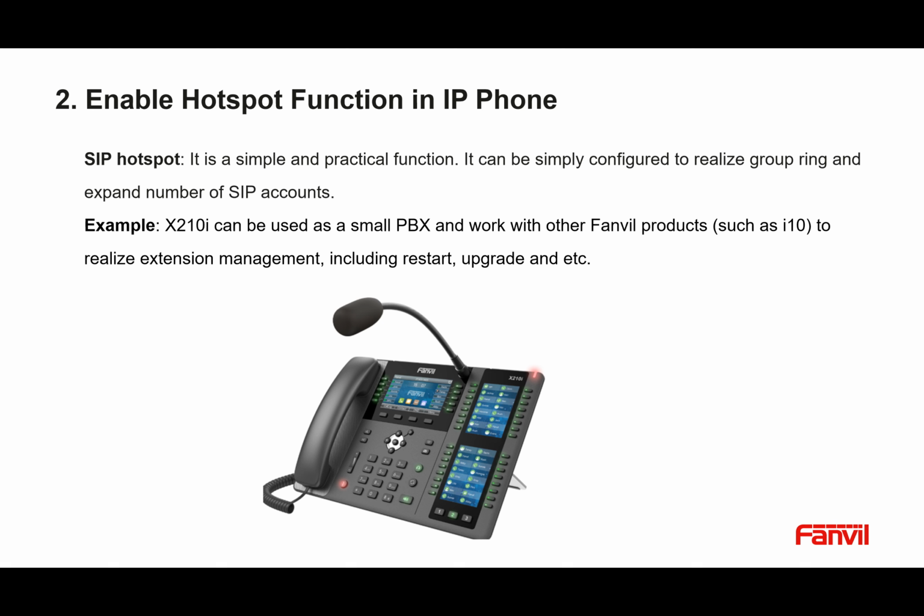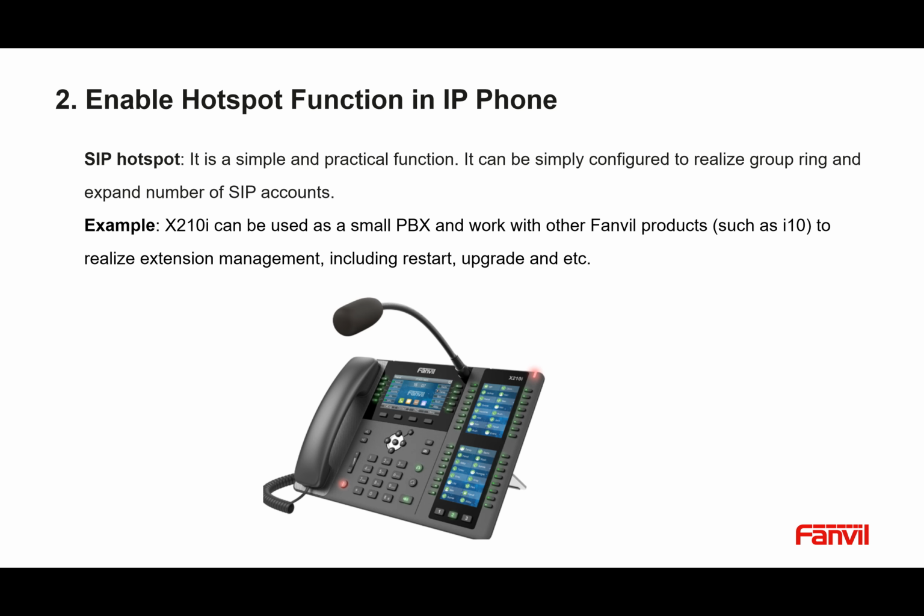When the SIP hotspot function is not activated, if there's an incoming call, the call only goes to the phone in the living room, but the phone in the bedroom or in the bathroom will not ring. If the SIP hotspot function has been activated, as long as you dial the number of the room, the phones in the bedroom, living room, and bathroom will ring together. After answering the call in one of the rooms, the other phones will stop ringing. So this is group ringing.